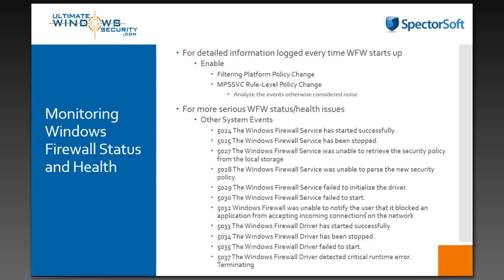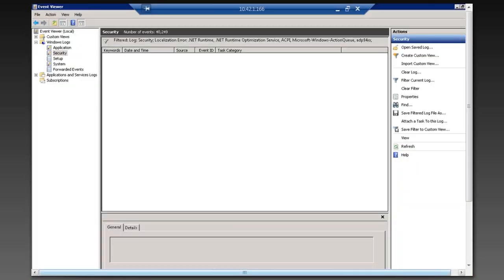Now, what about firewall health? There are a lot of problems that can occur with Windows Firewall. What if it can't get its security policy? What if the security policy is corrupt and it can't parse it? What if it just fails to start for any reason? These are all what I would consider firewall health issues, and we can track them, but they're tucked away under a different category called other system events. And that corresponds to this category right here in your group policy objects.